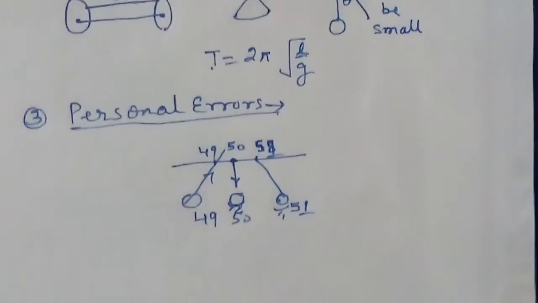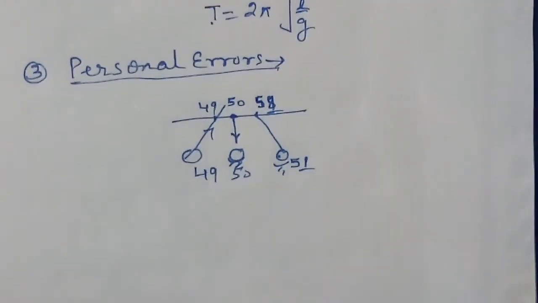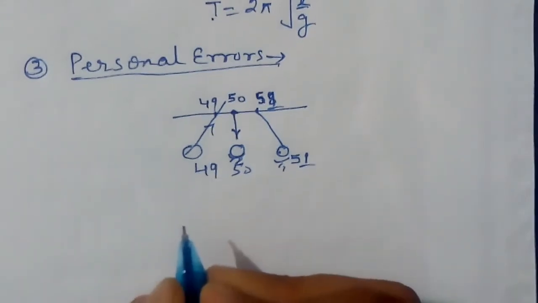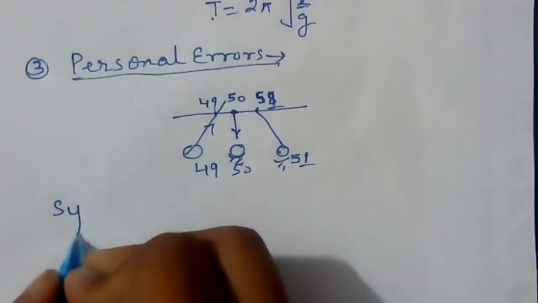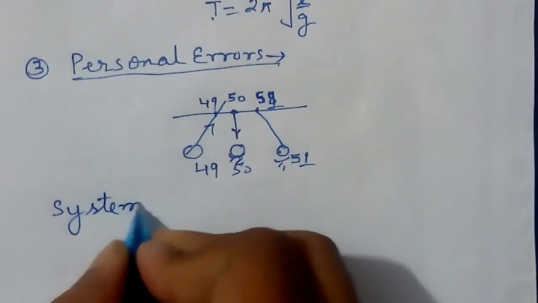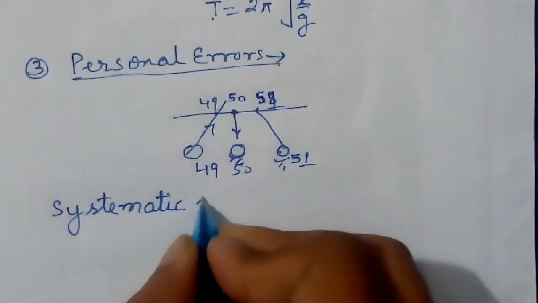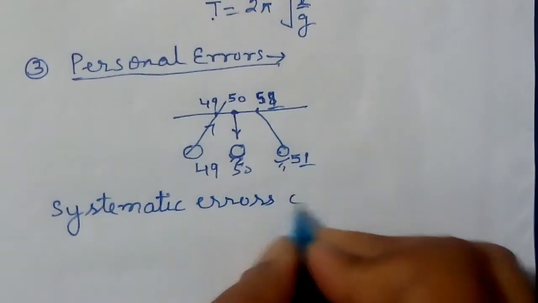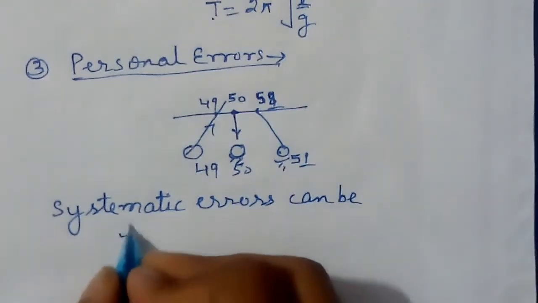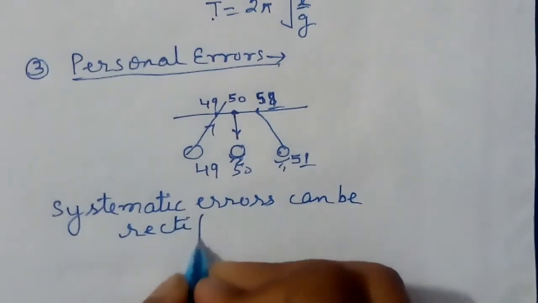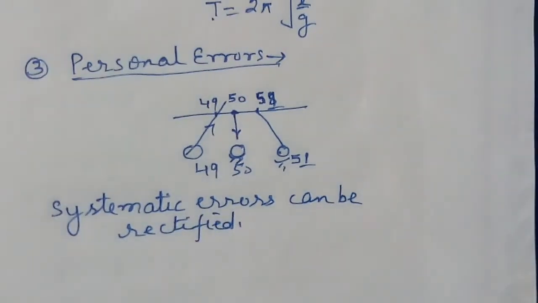Okay. Now since for these three we know the cause, meaning either the instrument is not perfect, the technique is not good, or due to the carelessness of the person, these errors can be rectified or corrected. So we can write: systematic errors can be rectified. Okay, we can rectify them by knowing the cause.